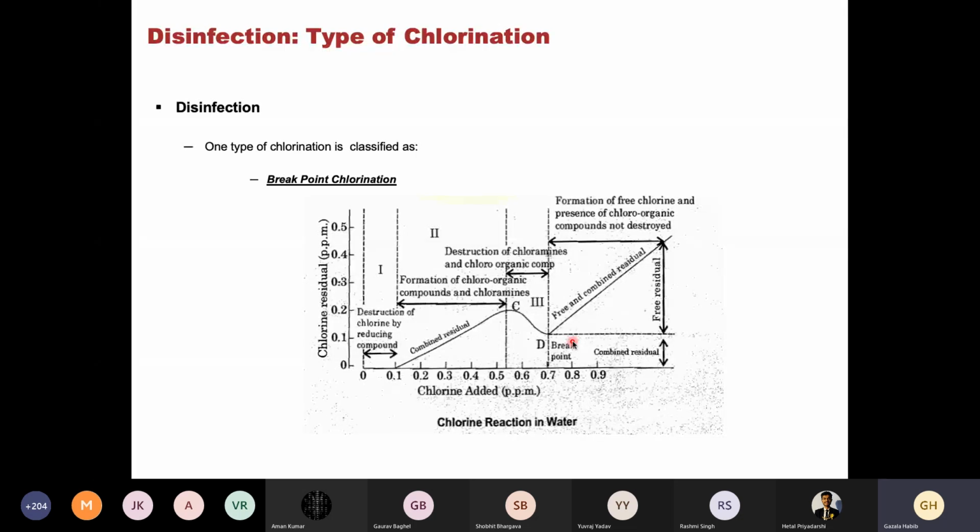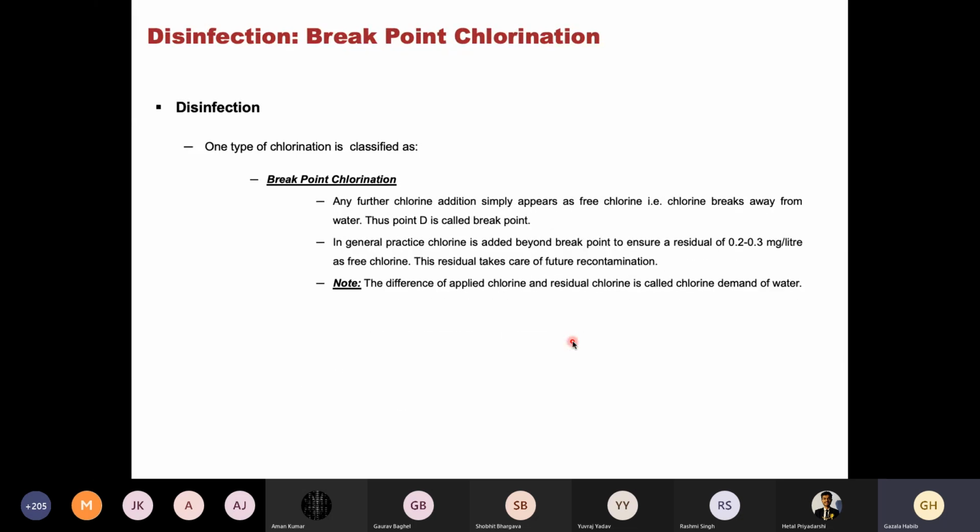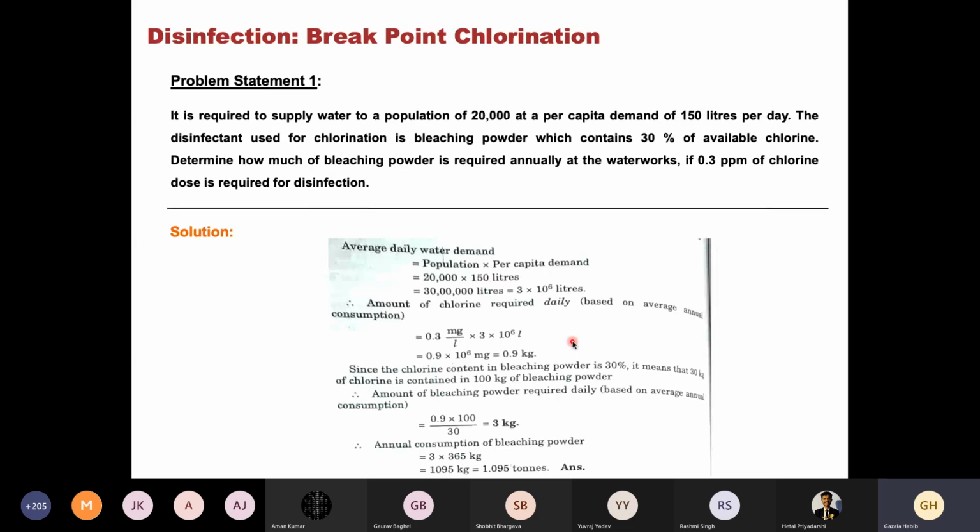oxidation of organic compounds. However, mostly in water, the consumption of chlorine by ammonia is greater than by organic compounds. By ammonia, I mean the formation of chloramine takes more chlorine. In general, that is the trend we see. Organic contamination doesn't contribute that much. So, breakpoint chlorination I have explained to you.